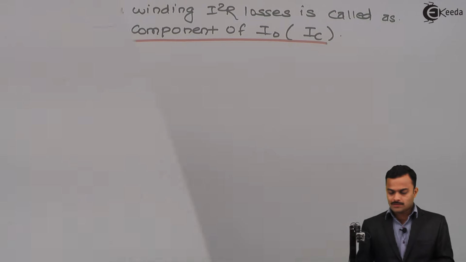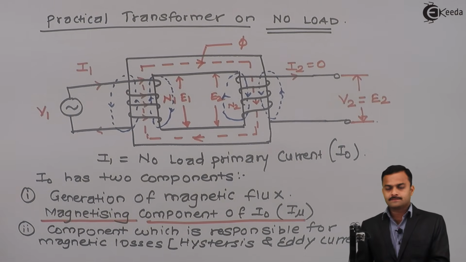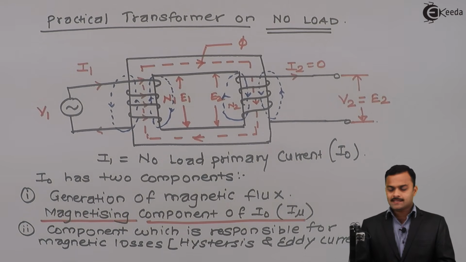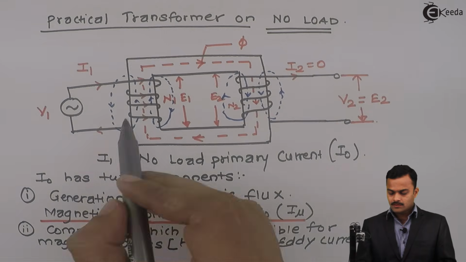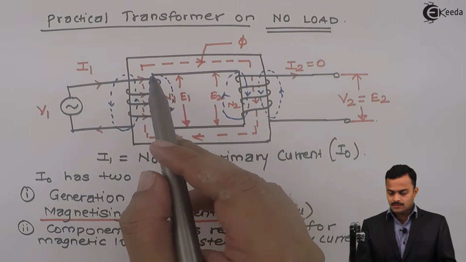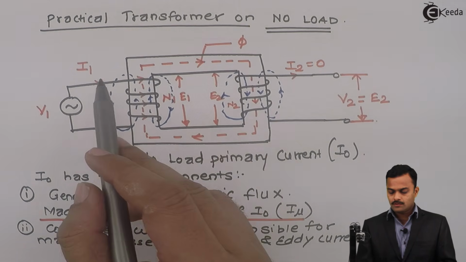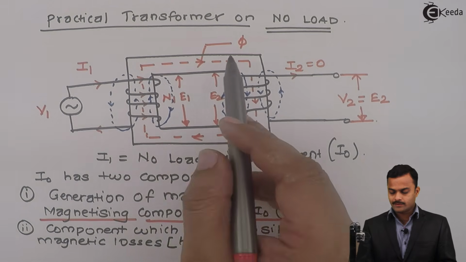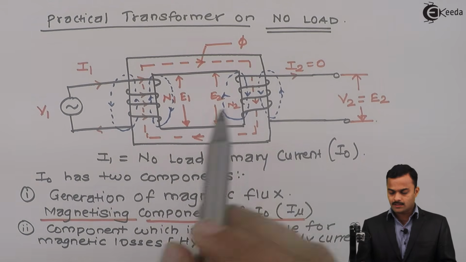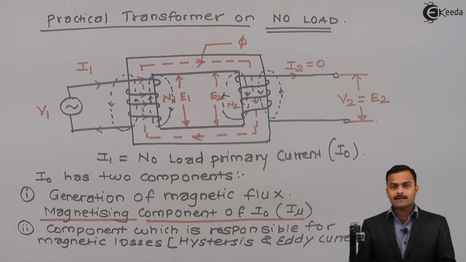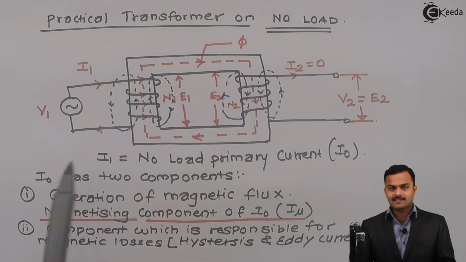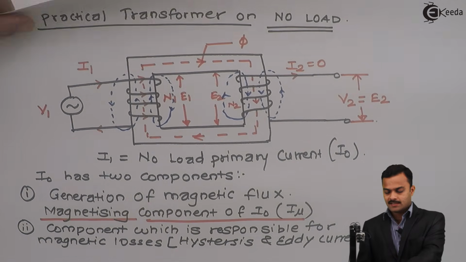Now suppose I want to analyze this circuit further. It is not easy to have this diagram every time and write all the core, the flux passing through the core, current I1 and all that. So better we can represent this symbolically. So let's check how we are going to write the equivalent circuit of a transformer.